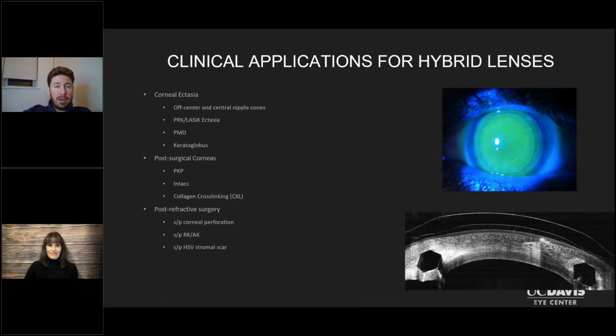Hybrids are an option as well. One of the biggest misnomers, though, is that hybrids are going to provide the vision of a gas perm and the comfort of a soft lens. That is not the case. They should be best described as having the optics of a gas permeable lens, with improved comfort over a gas permeable lens, and with better centration.